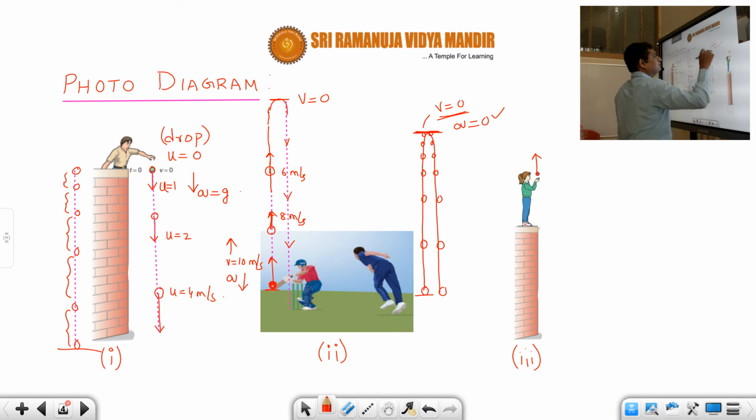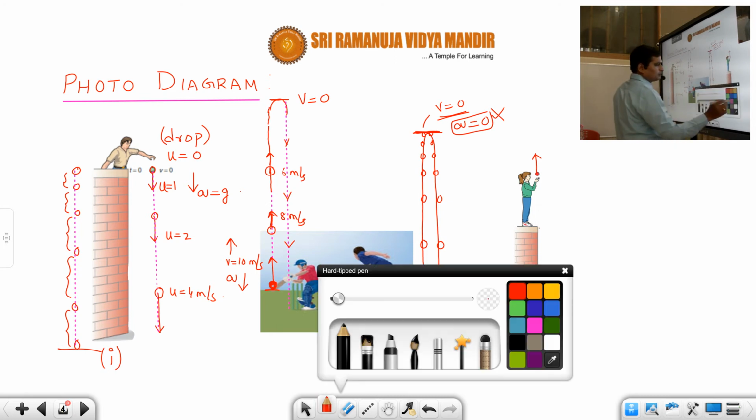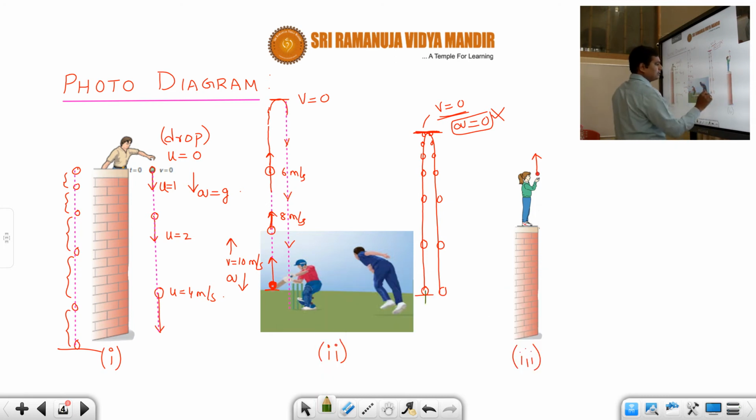Can we say acceleration is also 0? No. Acceleration is there at every point. Very, very important, students. Please remember, acceleration here is a equal to g. Here it is a equal to g. Here it is a equal to g. So at every point acceleration is there. At the highest point also, acceleration is there, g.